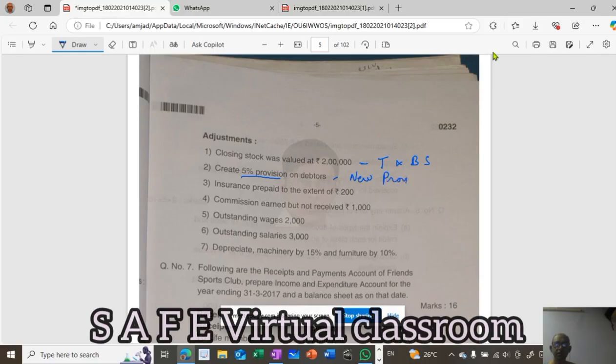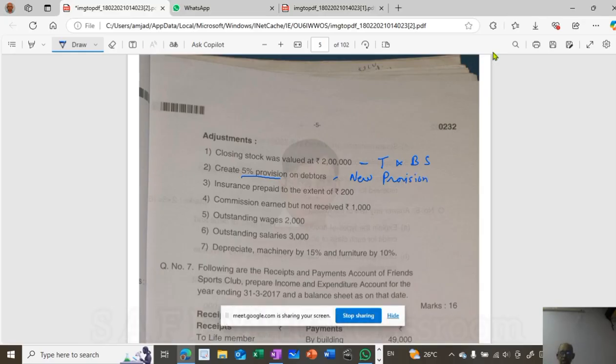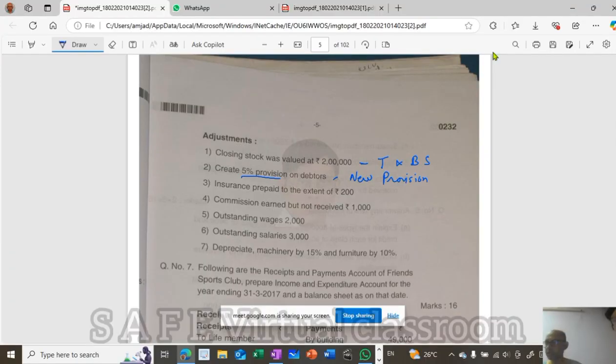Because it is coming in adjustments, we told you to label that as new provision. We can write it like that. So always, by default, this will come.